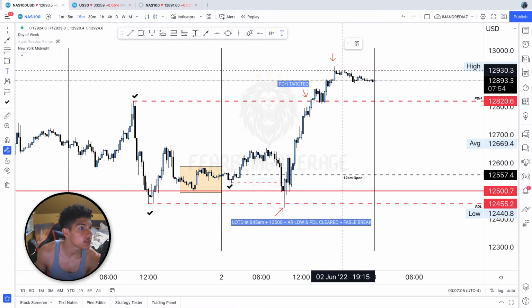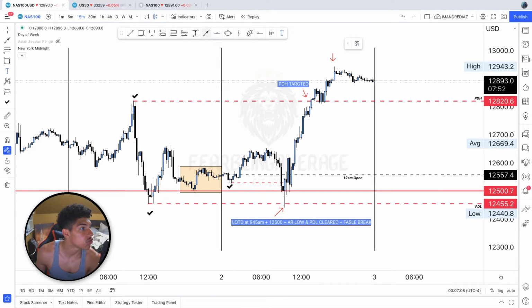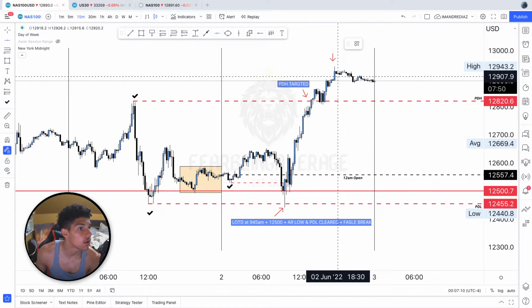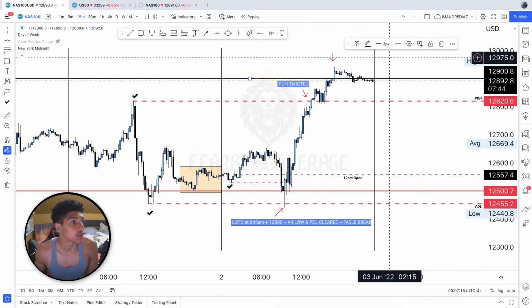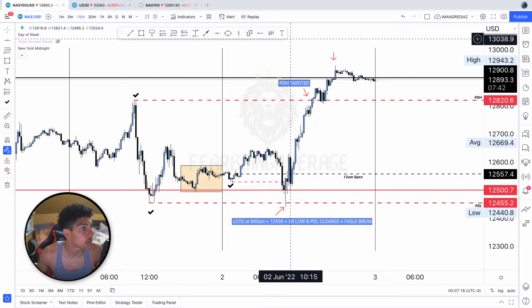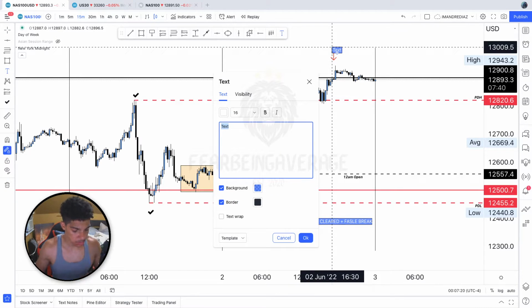I'm going to say the 900 level is a little bit lower, but in all reality, it's just accumulating orders within a small little range. So we have the high of the day at 6 p.m. at 12,900.